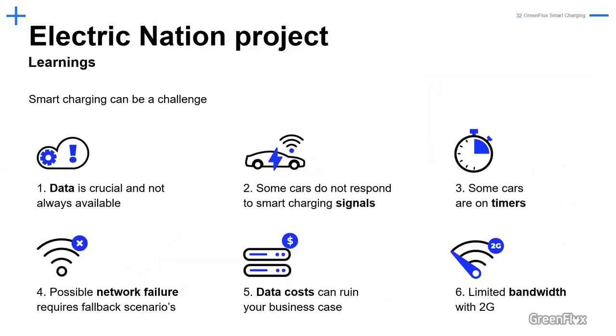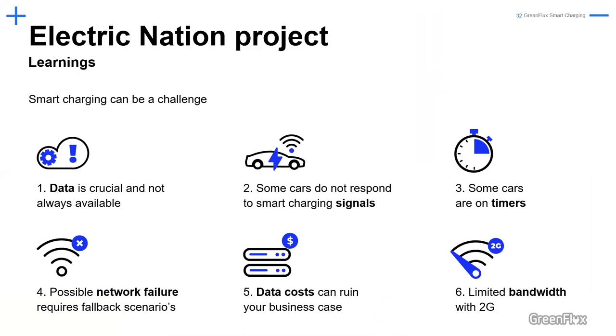So this is what we did. I've been saying a lot that smart charging is easy, and this is actually why it's not that easy. There are several reasons. After this, I'll skip to the results. I'll switch to the results of the project. This is what we learned, why it's quite hard, actually.